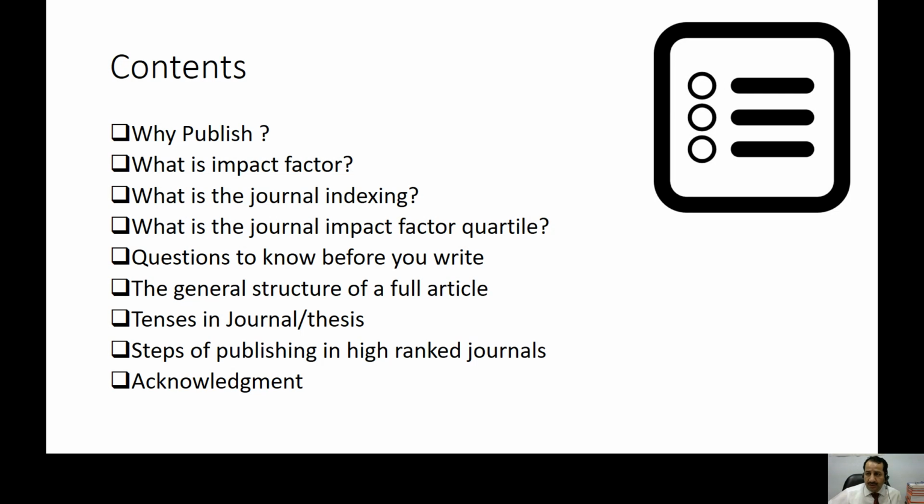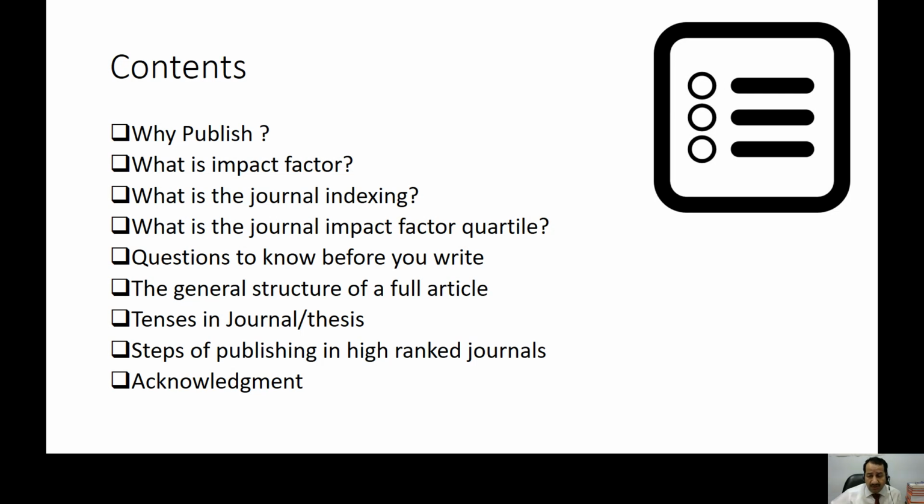Now, first of all, our discussion in this presentation will be through a few points. These points are why we need to publish our articles. Then, what is the impact factor? Because I want to give you a brief about the quality of a journal and how you should select the right journal for your published article. What is the journal indexing? Because this is related to the quality of the journal you will select. What is the journal impact factor quartile? Because some requirements by universities are to publish in quartile 1, 2, and so on. So you need to know this information.